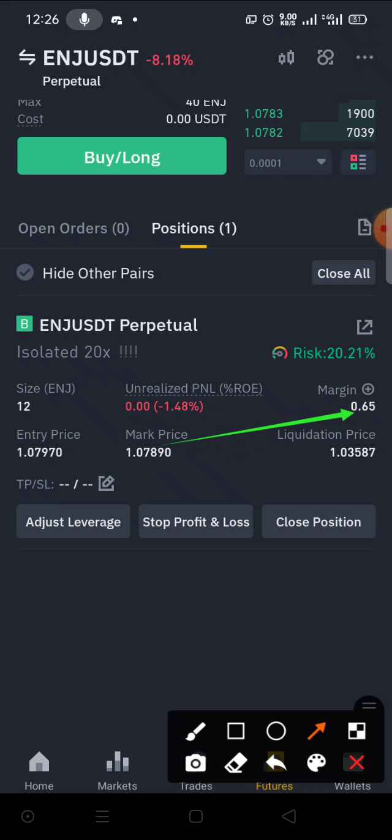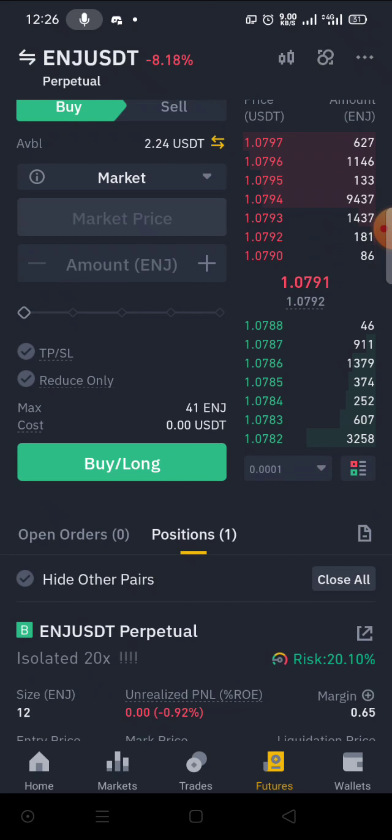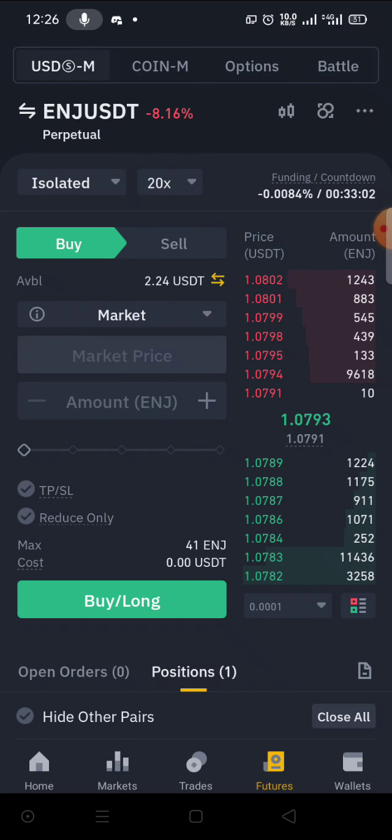Look at the entry price, I entered at 1.079770, and this is the current price, 1.07910. If the market price drops to 1.03587, that means I will lose this amount, 0.6765. Are you seeing it now? So it will isolate, just like the name says, your margin, the amount you're trading with, from your available balance. That is what it means. So this is more preferable. It saves you. You don't lose anyhow.